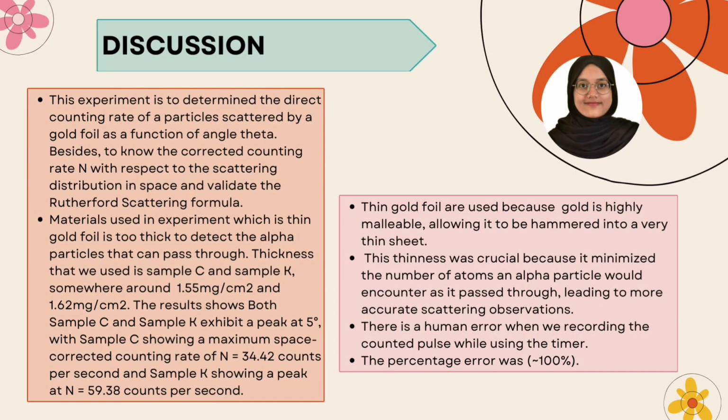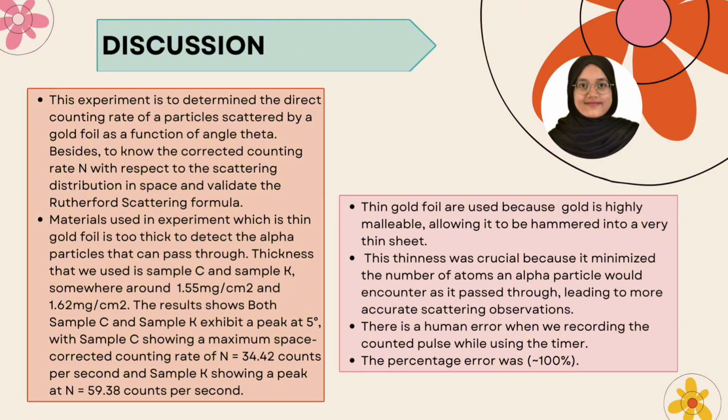For the discussion, this experiment is to determine the direct counting rate of particles scattered by a gold foil as a function of angle theta. Besides, it is to know the correct counting rate N with respect to the scattering distribution in space and validate the Rutherford scattering formula. The material used in the experiment is thin gold foil, which is too thick to detect the alpha particles that pass through.